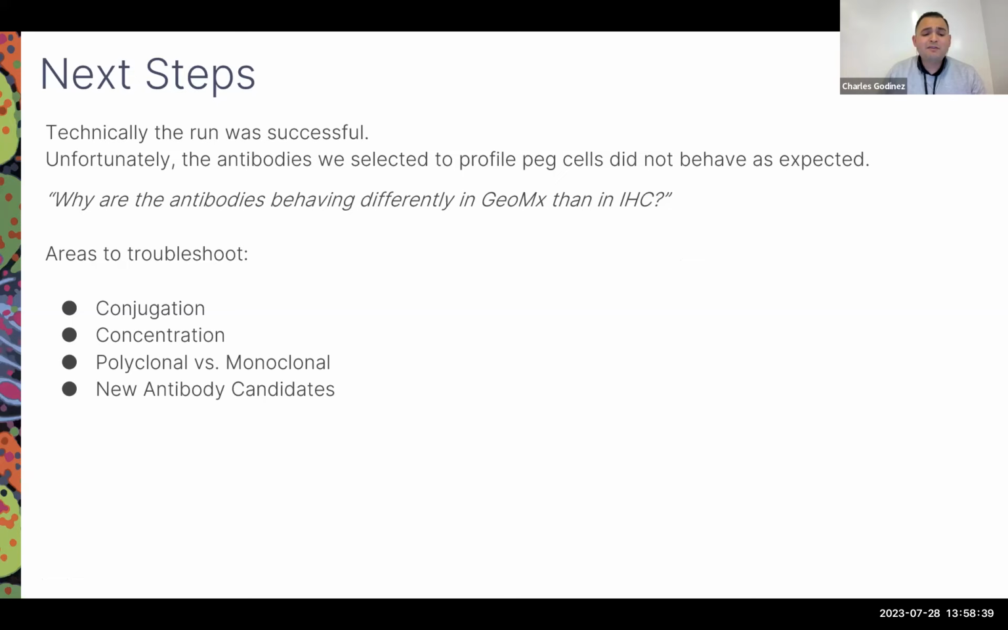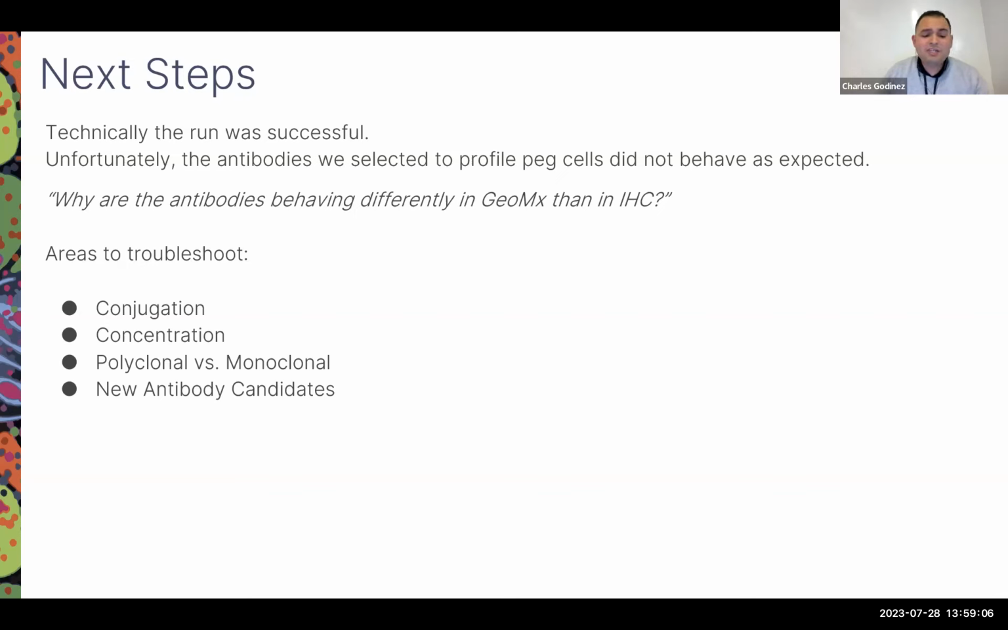Well, we identified a few potential areas to look at and troubleshoot. First, conjugation. We conjugated using a commercial kit, so it should have worked. In fact, CAPS was conjugated using the same protocol, and that worked really well. But we can always search for antibodies that are already conjugated. We found the IHC images on the Human Protein Atlas very encouraging, but these antibodies can only be purchased unconjugated. We may consider purchasing antibodies that are pre-conjugated from an alternate supplier.